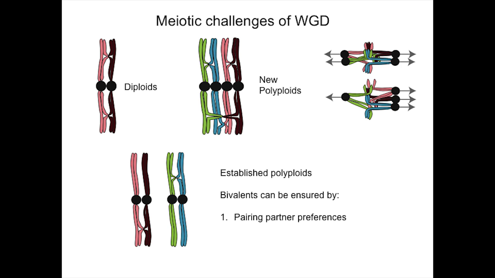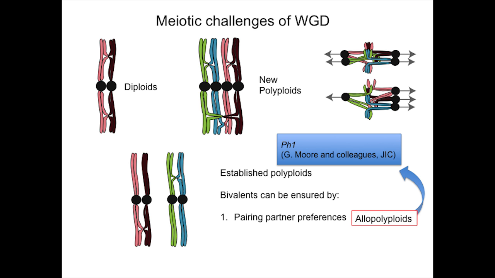So if the pink one will always choose to partner up with the brown one, then there's no problem. The green one is left to go with the blue, and you have a nice, happy situation. This is very common in so-called allopolyploid species, which have a hybrid origin. So there's already some differentiation between the different chromosome sets, and you just need to sort of firm up their preferences for each other.